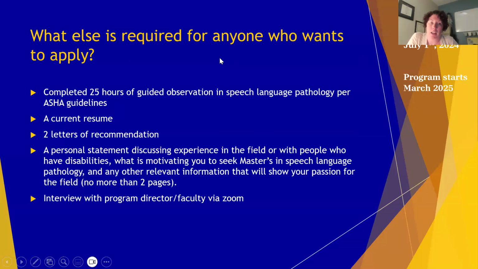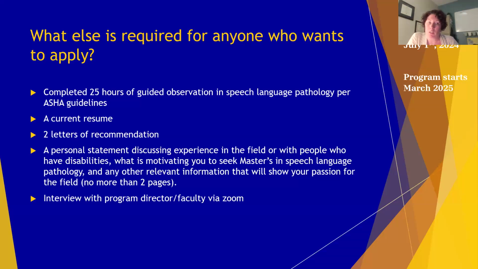Everyone who wants to apply has to have completed the 25 hours of guided observation in speech pathology per the ASHA guidelines. If you don't have this at the start of your application process, it would be conditional, and you could apply and just say, I'm in the process of completing this. That's fine. But before you're allowed to start in our program, this has to be completed.